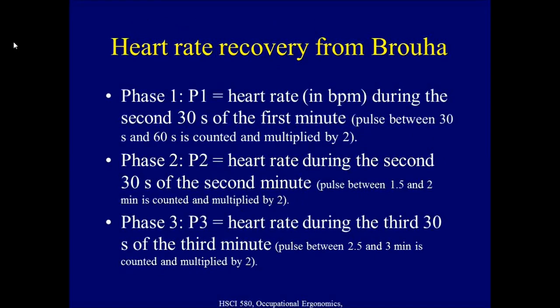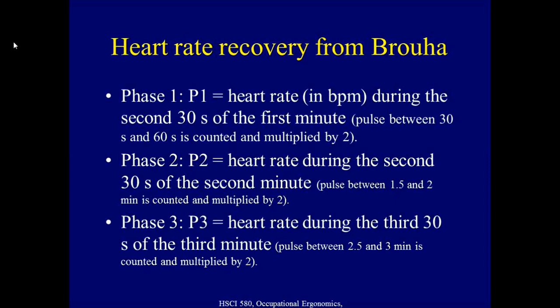Phase 1 recovery. This is from the Brouha conference. If you look at Lucien Brouha, there's a tremendous amount of work done in this area in terms of understanding the physiology and recovery of individuals. Phase 1: heart rate in beats per minute during the second 30 seconds of the first minute.